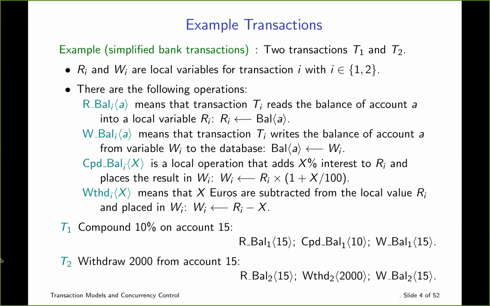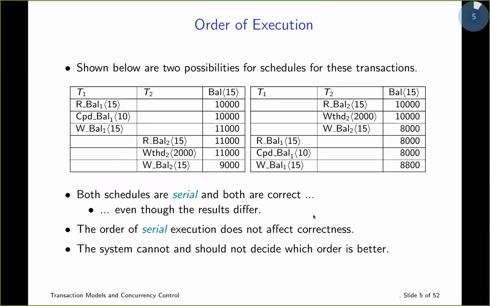All right. Anyways, we have these pseudocodes, we have these local variables, the kind of complexity that we're dealing with here. We have compound 10%, so that reads the balance of 15, compounds it by 10%, and then writes it back out. Now we're going to have another one where we withdraw 2,000 crowns from account number 15. So we read the balance of 15, withdraw 2,000 from it, and then write it back out. Okay? So here are two possible schedules for the transactions. And these both make sense. The bank has the right to execute these in either order, and you have no right to complain.